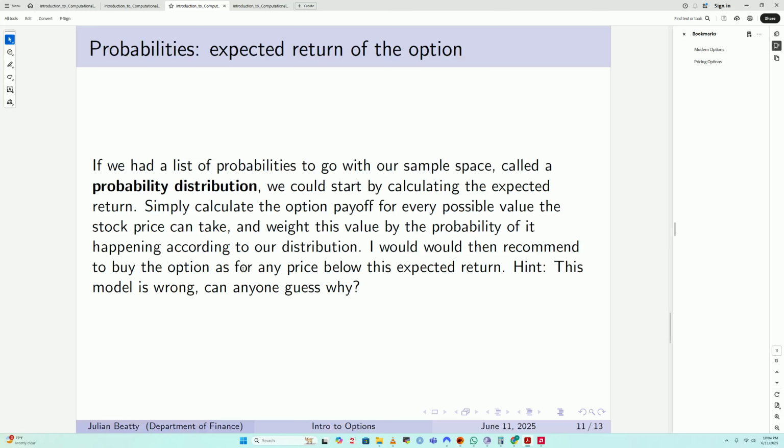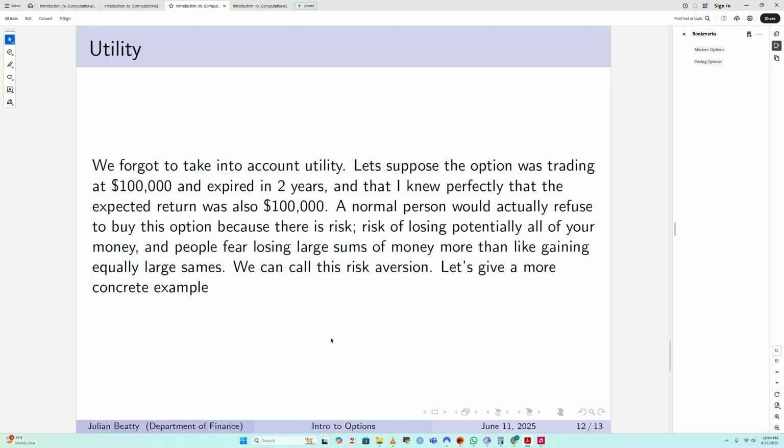However, it turns out that this type of pricing model is not how it's priced on the market. The reason why? Utility. We forgot to take into account the utility. It's really the utility that determines whether or not we buy an option, not necessarily the expected return. So let's take a concrete example. Suppose there was an option that cost $100,000 and it expired in 2 years. Now suppose that I knew that the expected return was $100,000 on average.